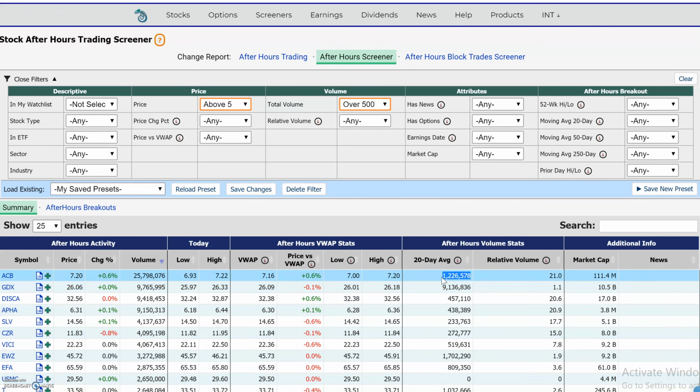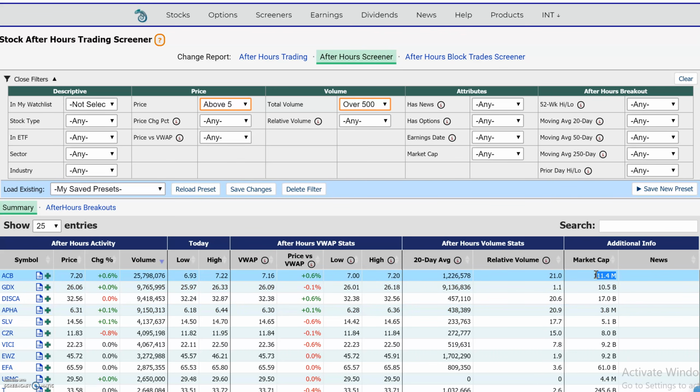This here is the volume to 20-day average daily volume in the after hours. So it allows you to compare how today's volume in the after hours is relative to the average daily volume. Anything above 1 is above average. Anything below 1 is below average. So over here you could see today 25 million shares traded hands versus an average daily volume of 1 million. So that relative volume is above 20.